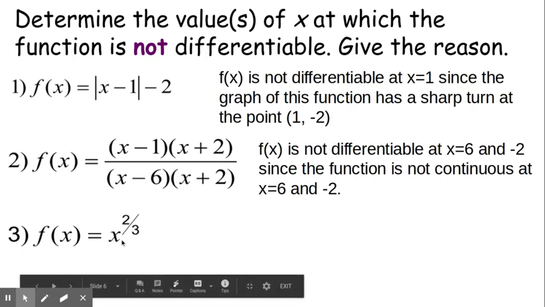So cube root, remember, we're allowed to take the cube root of any number we want, positive, negative, or 0, then take that answer and square it. So the domain of this function is all reals. So there's no discontinuities.